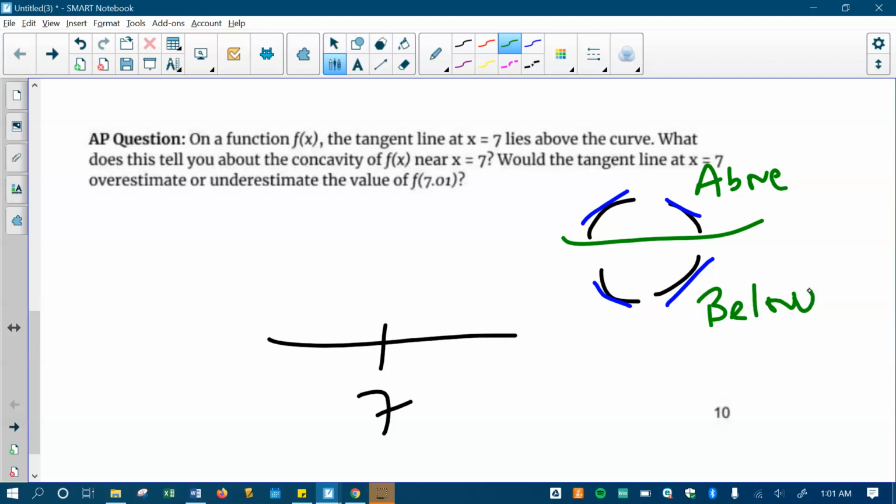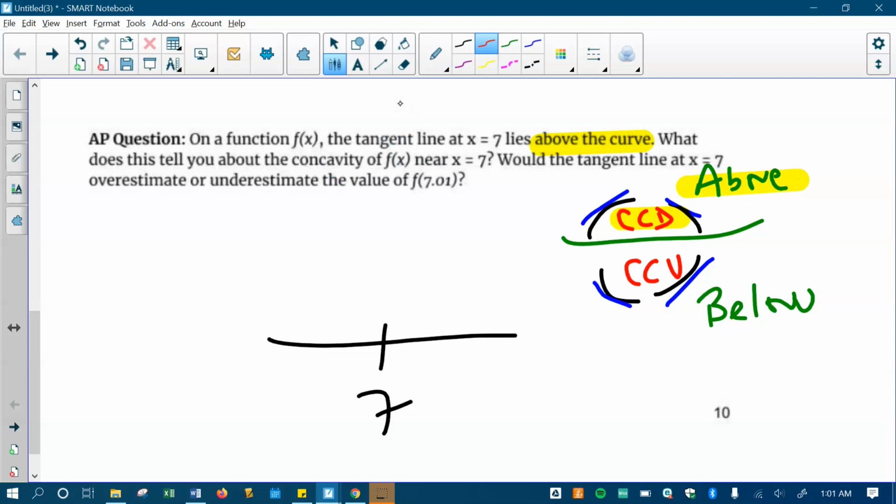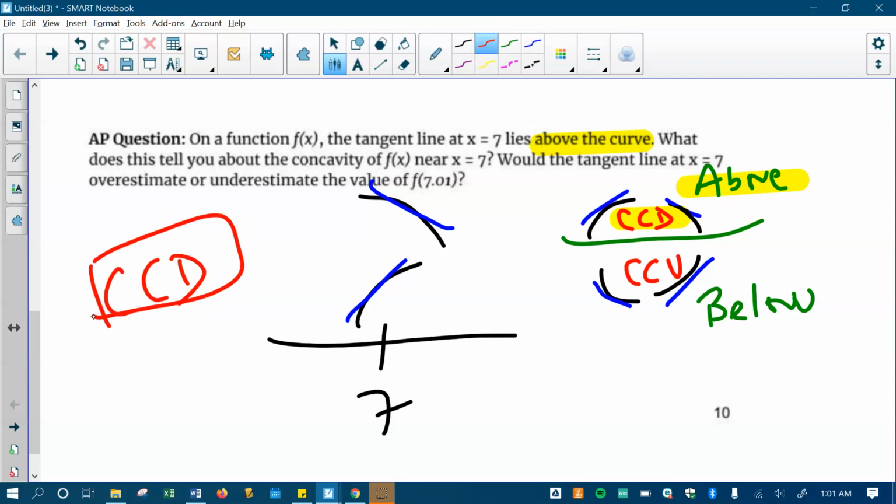The commonality for the top ones is concave down, and the commonality for the bottom ones is concave up. So when it says that the tangent line at x equals 7 lies above the curve, that means we have a concave down function. At x equals 7, we don't know what the function looks like, but it has to be something where the blue tangent line is above the curve. So what does this tell you about the concavity? That the function is concave down. Okay, that's our answer to the first question.